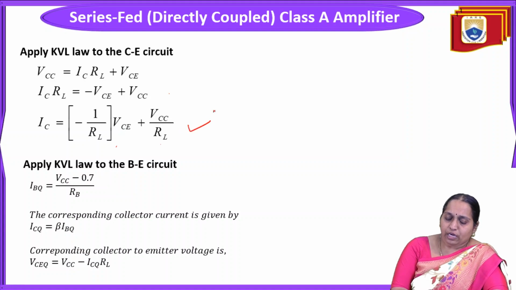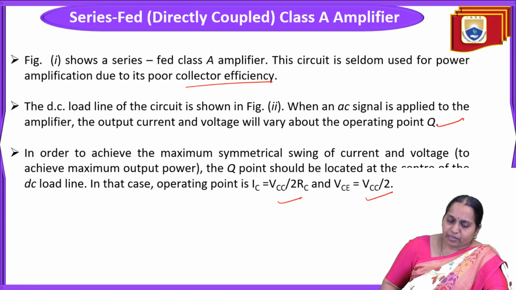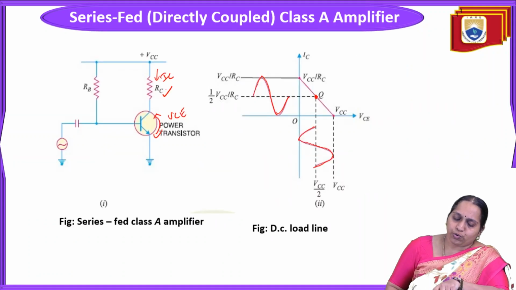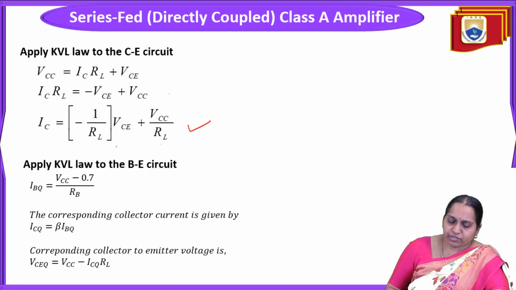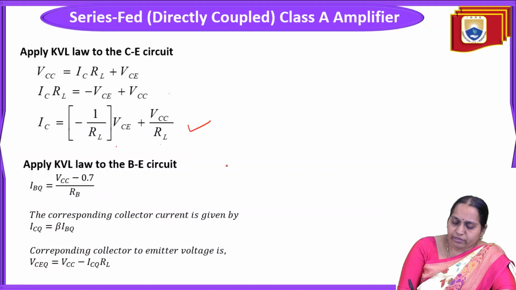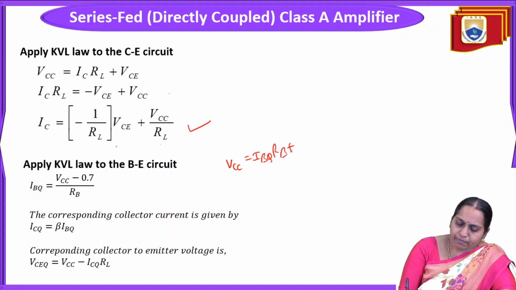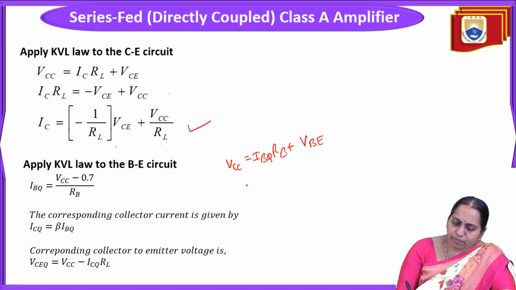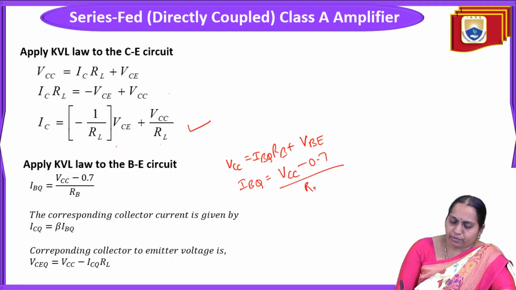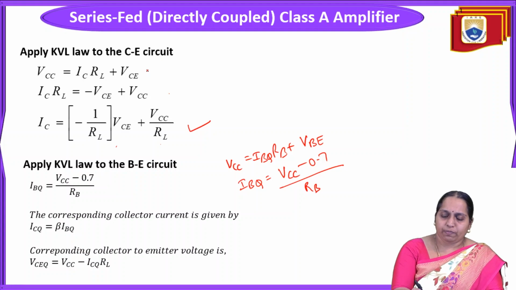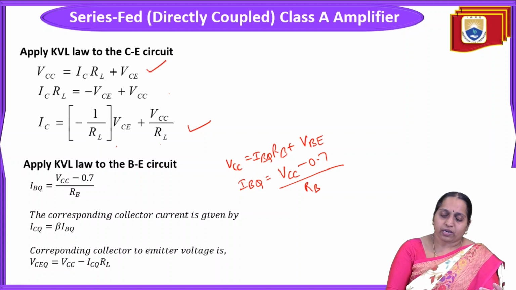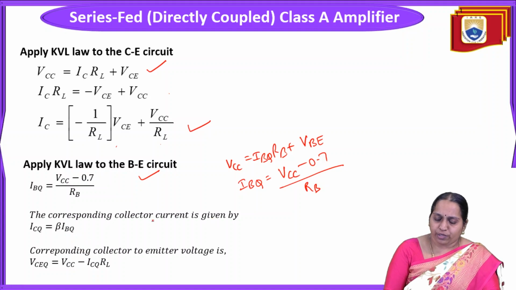This is one equation. Now similarly apply KVL to the base emitter circuit. What do you have? VCC equals IB into RB plus VBE, that is IBQ into RB plus VBE. Or simply, since VBE is equal to 0.7, IBQ is equal to VCC minus 0.7 by RB. This is IBQ, obtained by applying KVL to the base emitter circuit, while the earlier equation was obtained by applying KVL to the collector emitter circuit.